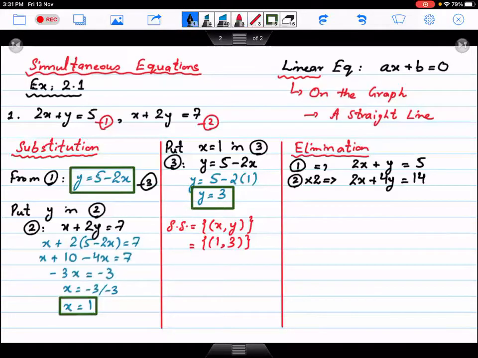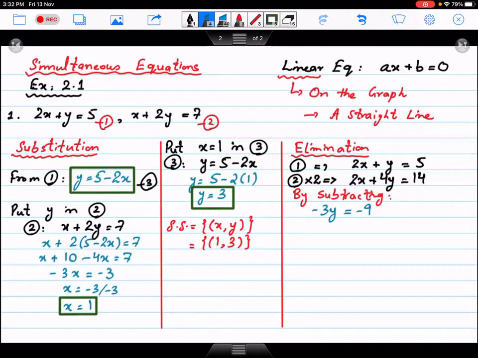Okay. Now by subtracting, if I do subtraction here, so subtracting means that 2x is subtracted from 2x, while 4y is subtracted from y, it becomes minus 3y, and 14 is subtracted from 5, it becomes minus 9. Any problem in that? While 2x has been cancelled with 2x.